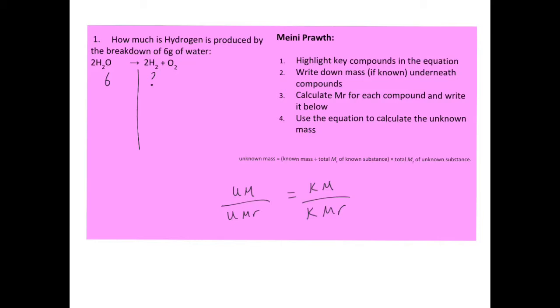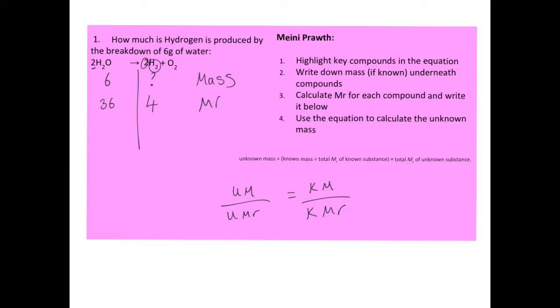So 1 water would be 18. You've got 2, so times it by 2. So that would be 36. And then hydrogen, each hydrogen's 1. So you've got 2 hydrogens there. That would be 2 times it by 2. That would be 4. Okay, so there's the mass of each of them and the Mr of each of them.